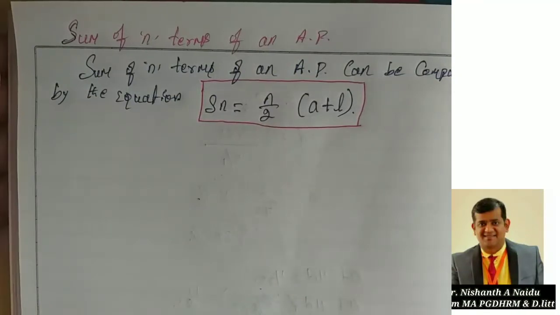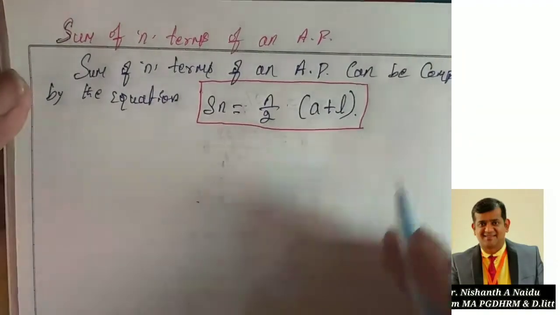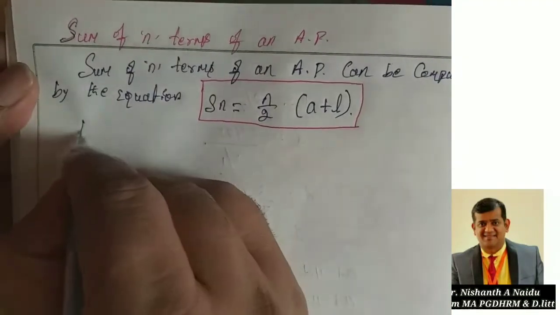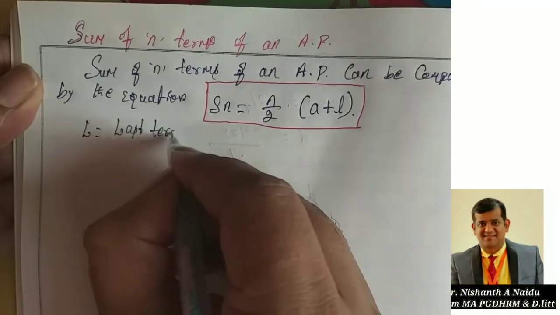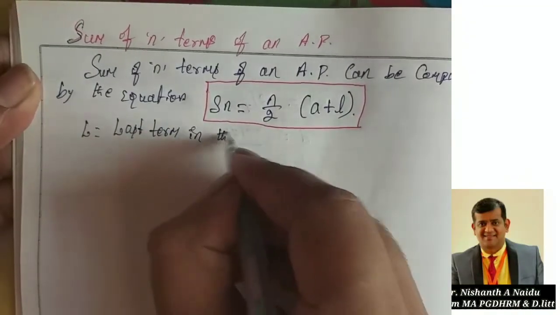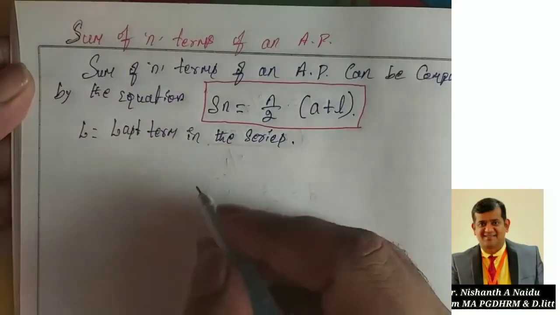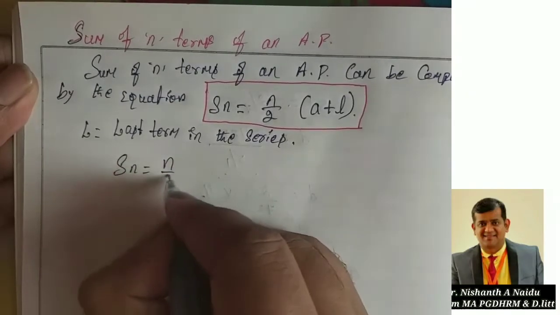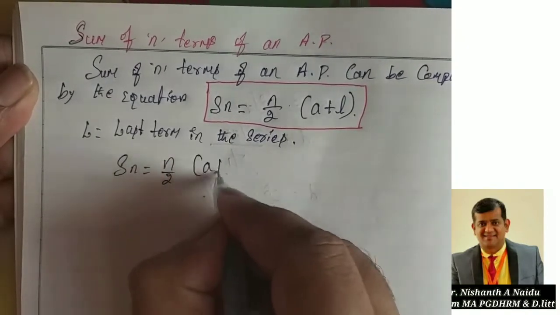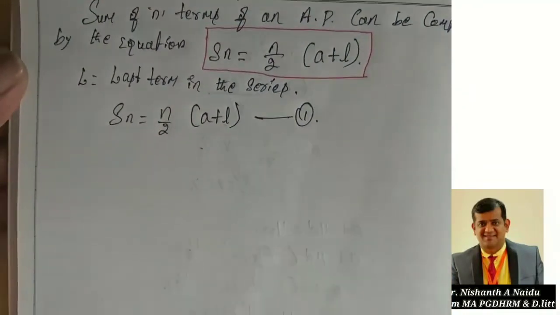Okay, so here L stands for the last term of the series. I'll write it. L equals last term in the series. So Sn equals n divided by 2 into a plus l. So this is always going to be considered as equation 1.